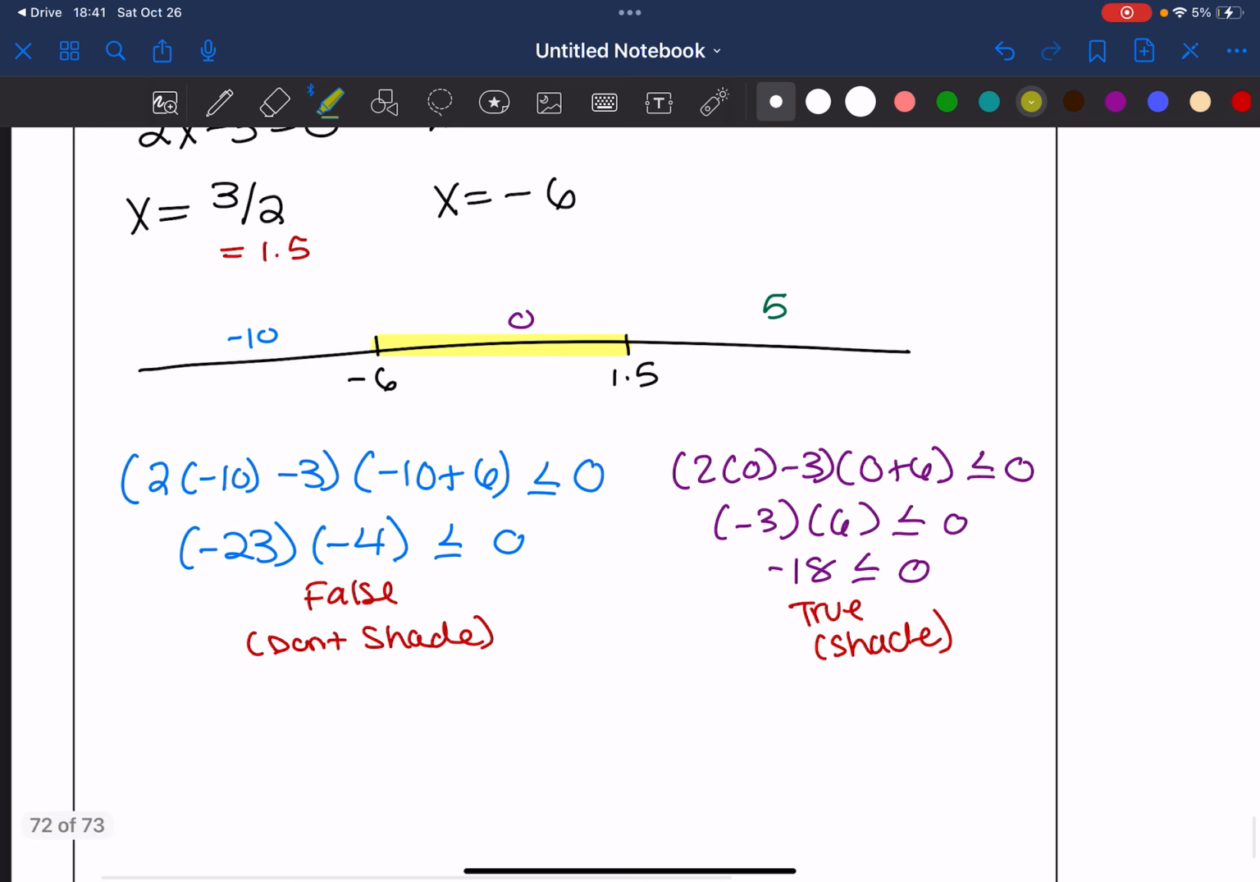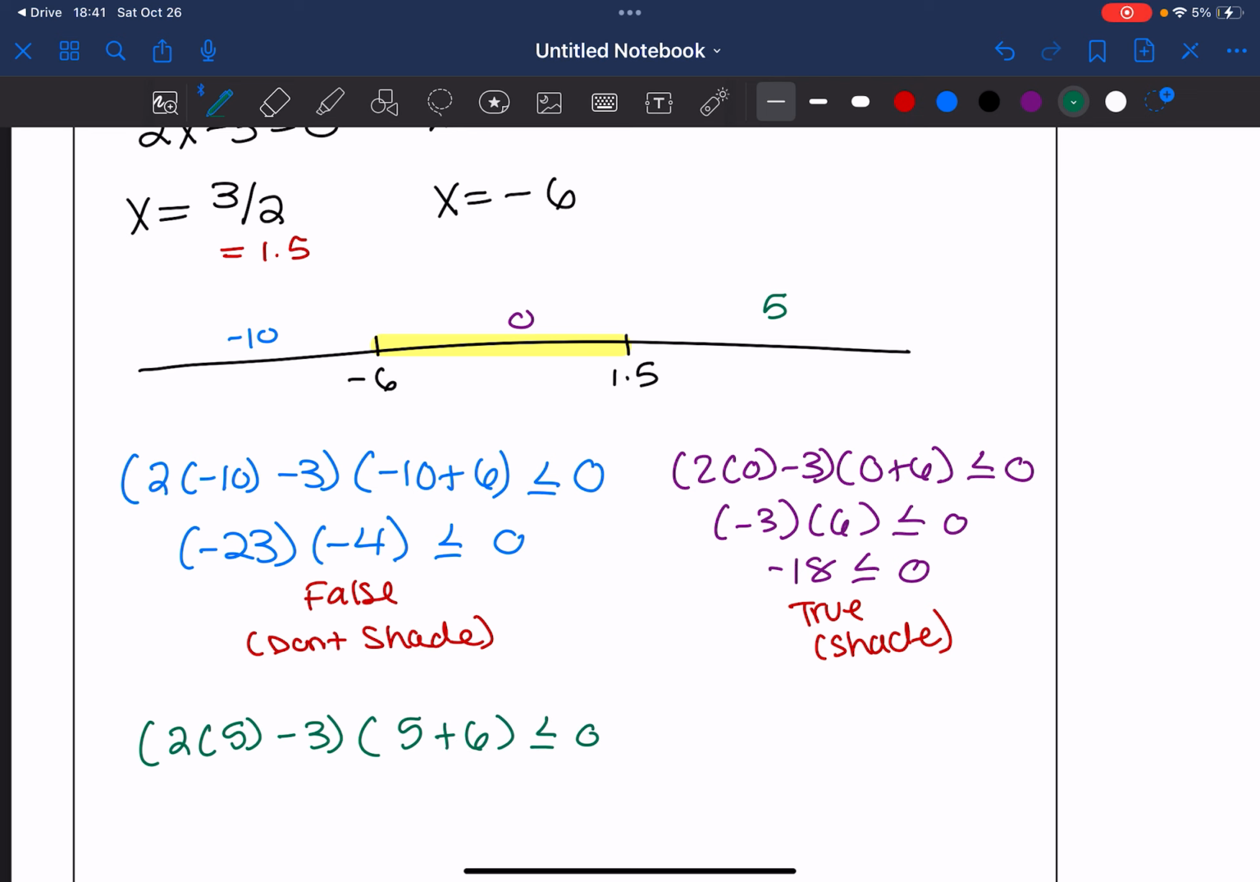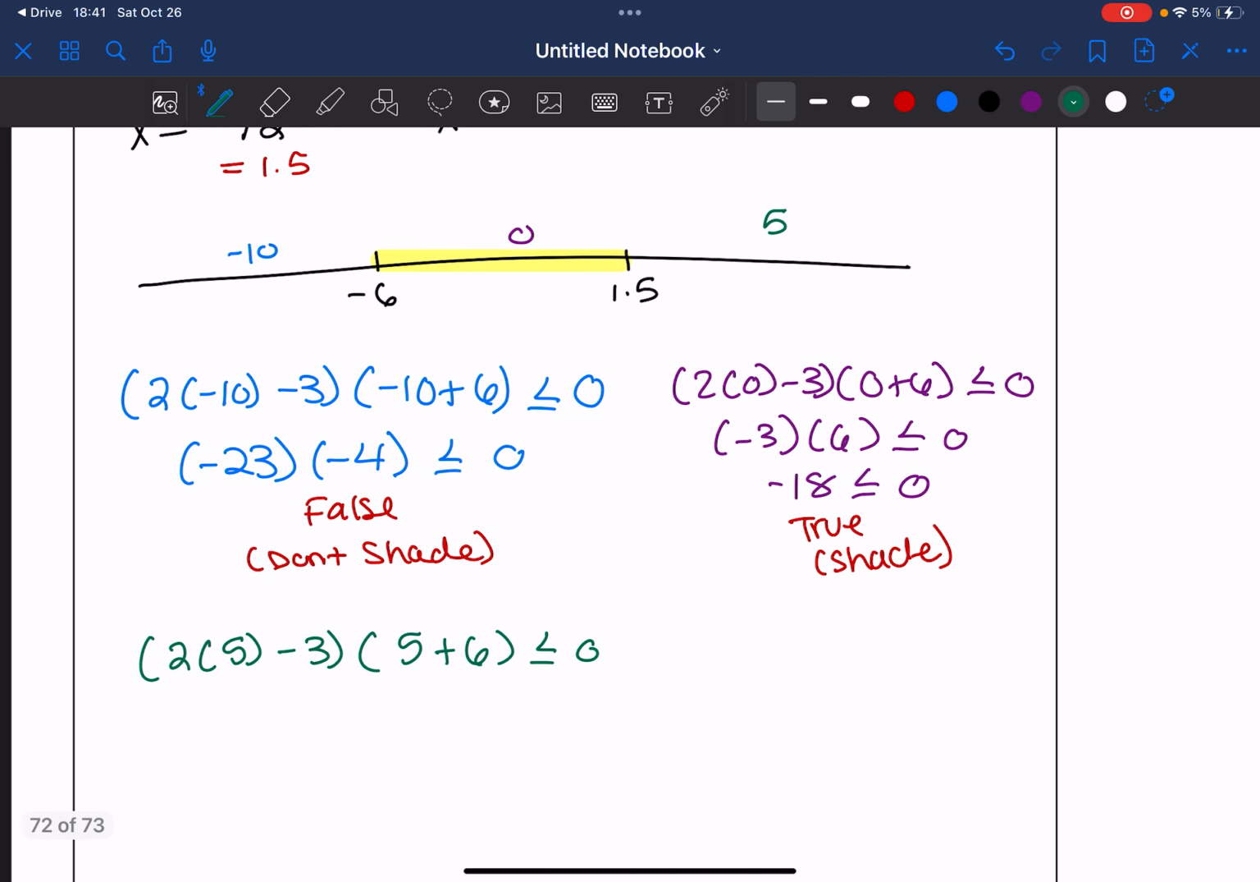Then we're going to test our last one, which is 5. So I have 2 times 5 minus 3 times 5 plus 6 is less than or equal to 0. 2 times 5 is 10. 10 minus 3 is 7. So I have 7. 5 plus 6 is 11. Less than or equal to 0. So this is 77 is less than or equal to 0, which is false, which means we don't shade.